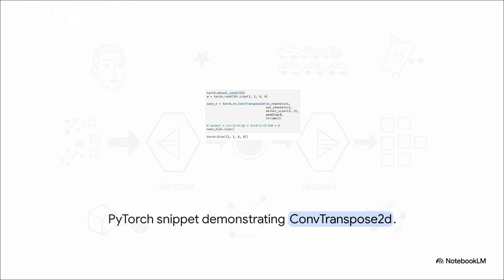But to ground all this abstract math, if you're actually coding this in PyTorch, it's incredibly simple. You literally just call a single function, ConvTranspose2d. You hand it your input channels, output channels, set a kernel size of 3, no padding, a stride of 1, and you're good to go.